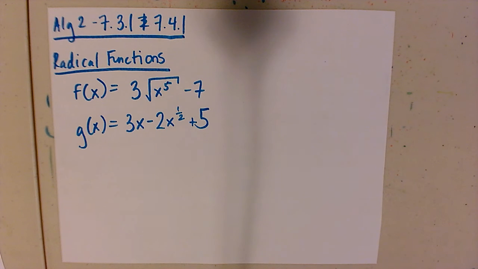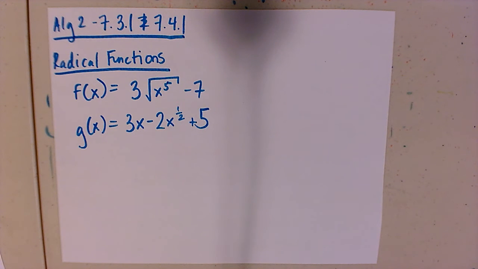Hello, Algebra 2. This is 731 and 741. So in 731, we're finding the domain of a radical function, and in 741, we're solving equations that have one or more radical expressions in them. So we're going to start off by finding the domain of a radical function.